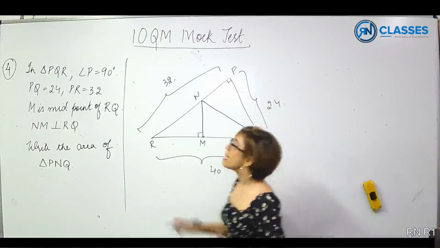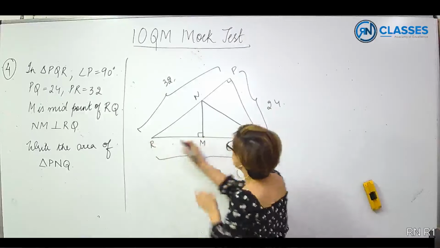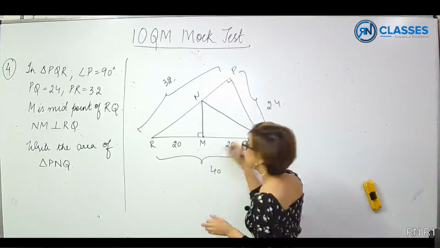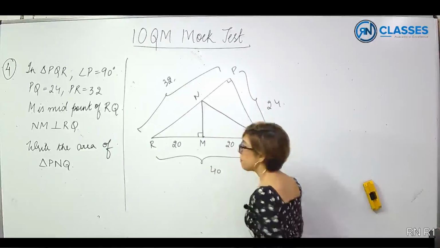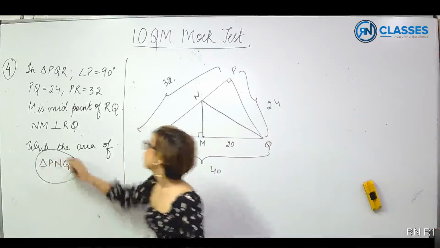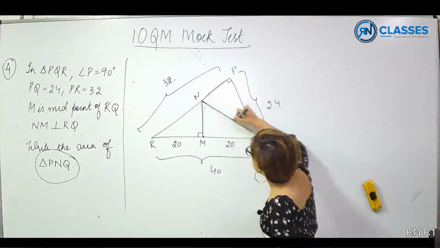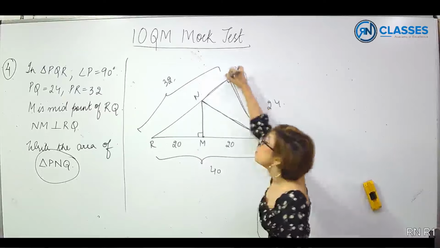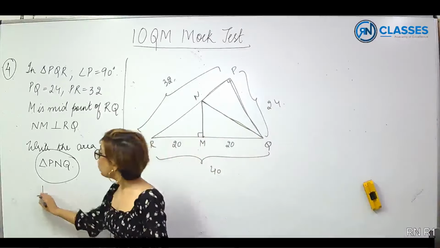Right? Next thing he says, M is the midpoint of RQ. That means this is equal to this. So RQ is 40, that means this is 20, this is 20. Now, he says NM is perpendicular to RQ, so this is 90. We are interested in the area of this triangle, PNQ. This is a very special type of triangle. Why? Because it is a right angle triangle. The area for a right angle triangle is nothing but half base into height.